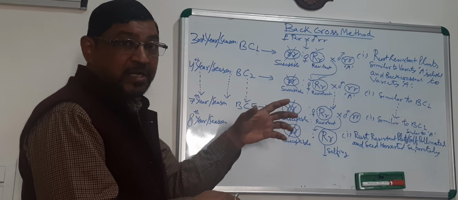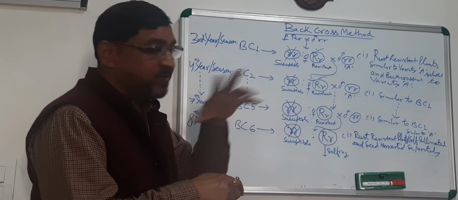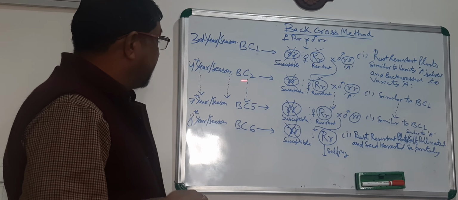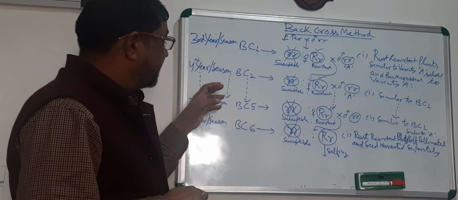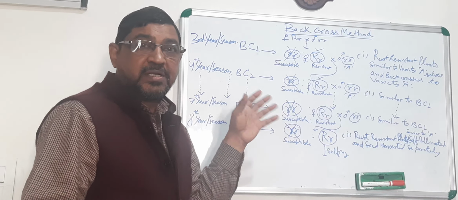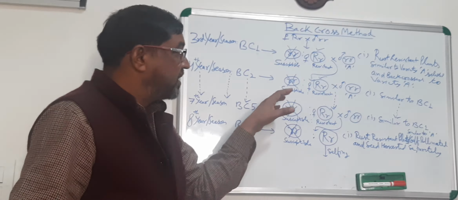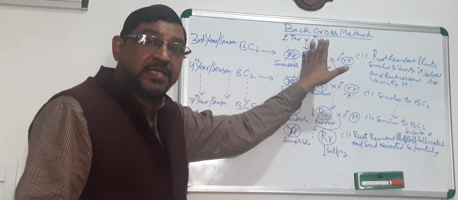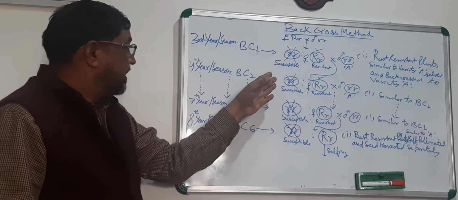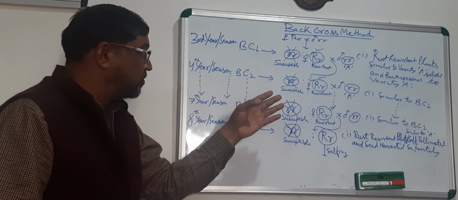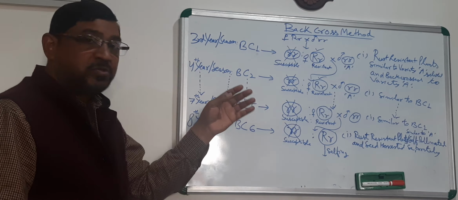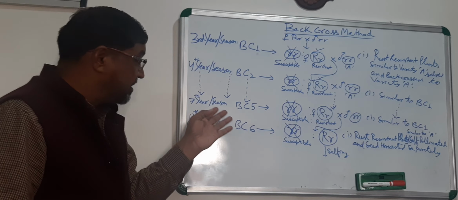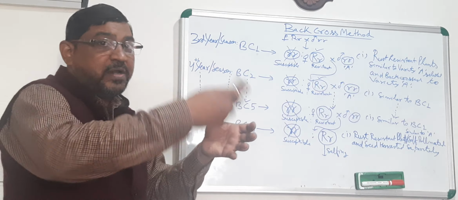What you are going to do? You have crossed between capital R, small r and small r, small r. I am talking about only one gene, a nuclear gene. So come in the fourth year, that is BC2, backcross generation 2. Here also the same thing is going to happen. The same thing you do in the fourth year, you are going to do in BC3 also, the same thing in BC4 also, the same thing in BC5 also, in the seventh year also.